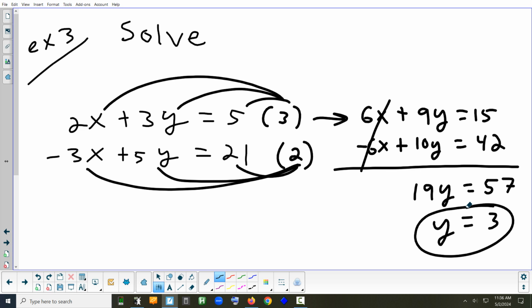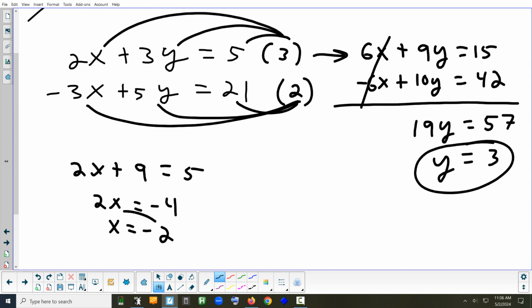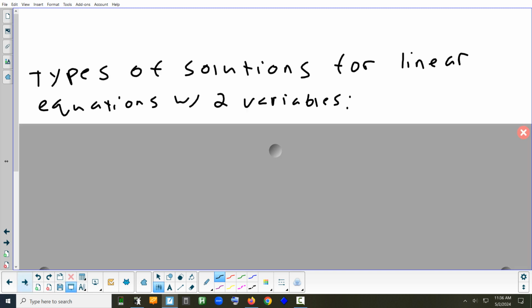And we're going to plug in 3 for y. So we have 2x plus 9 equals 5. So 2x will equal negative 4. So x would be -2. Yep. So x is -2, y is 3. Any question on that? So that's a basic kind of elimination problem.